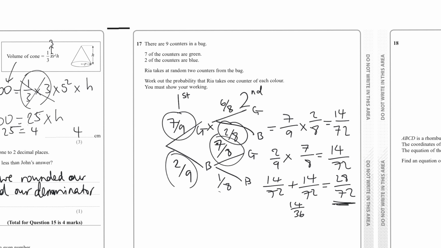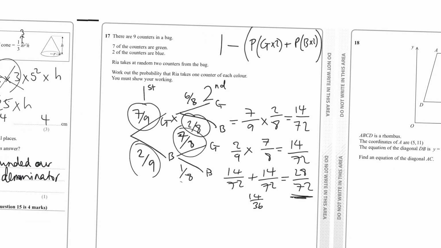And then another way of working it out, if you really wanted to, could be 1 minus the probability of taking out 2 greens plus the probability of taking out 2 blues. You could have done it that way as well. Either way, you would have ended up with the correct answer, but that way is the easiest way I can think of.